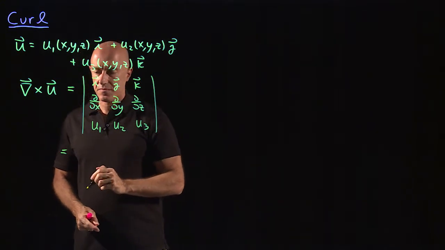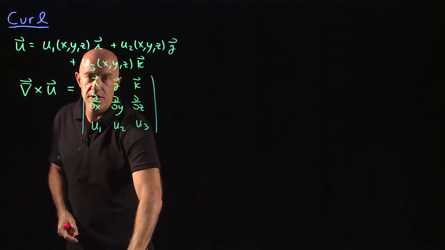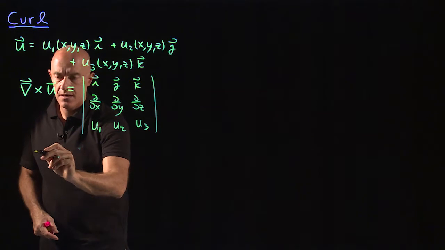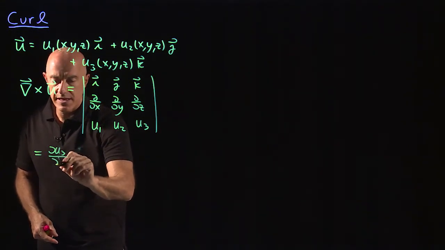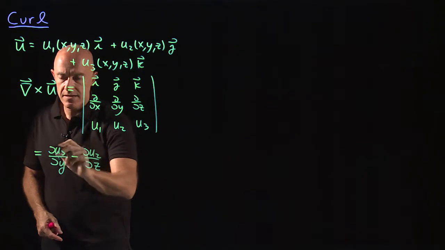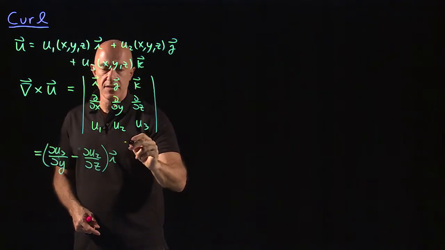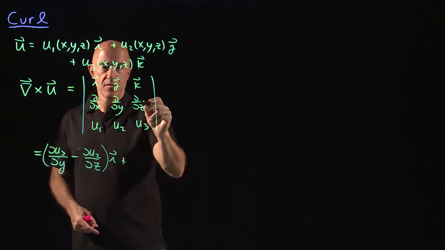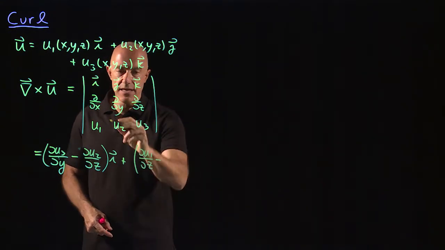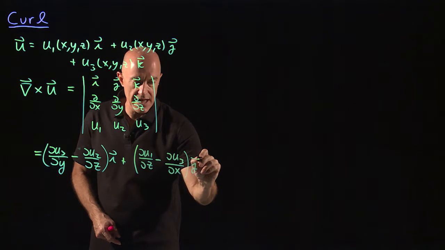So let's write that out. I'm going to need more room. So we have I. So we eliminate the first row and the first column. So we have dU3/dy minus dU2/dz. And that's in the I direction. Then we eliminate the first row and the second column. So because it gets a minus sign, we have dU1/dz minus dU3/dx. And that's in the J direction.